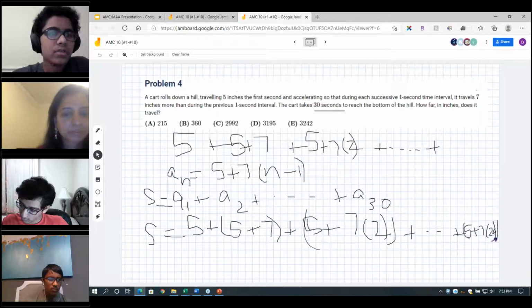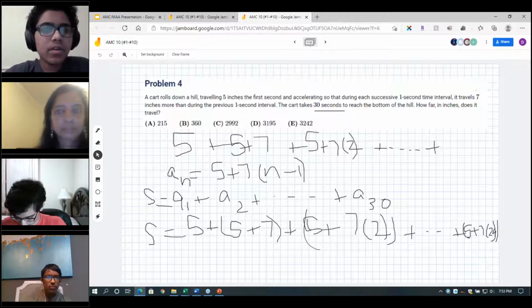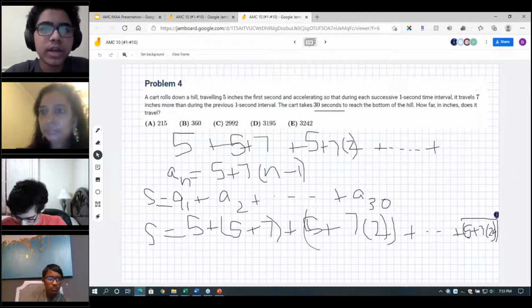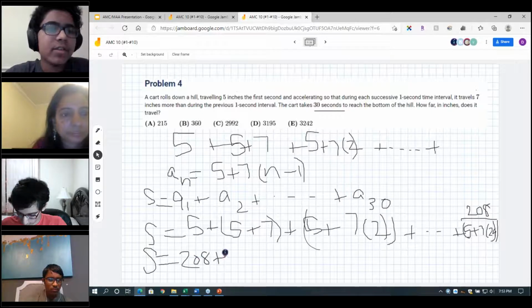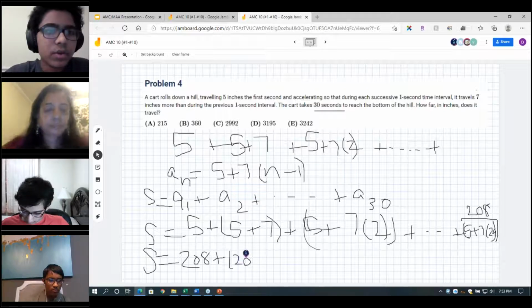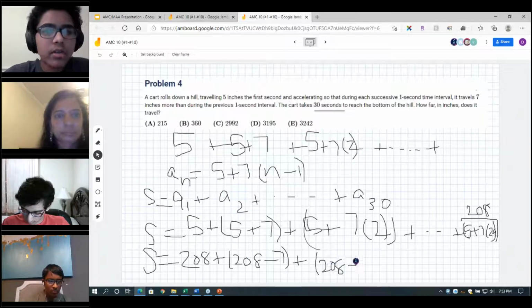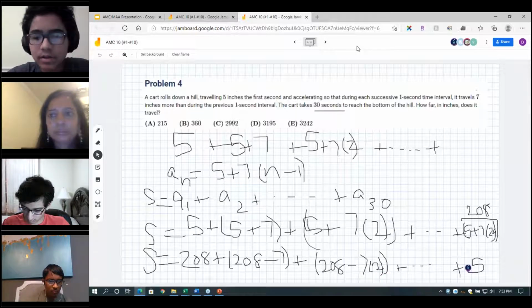So how can we find the sum? Let's first calculate what this is. 5 plus 7 into 29 is 208. So we can rewrite the sum backwards. So let's reverse all of this. The last term is 208. The previous term will be 7 less than that, since we're going backwards. So this will be 208 minus 7, plus 208 minus 7 into 2, all the way till 5. So let me put this on the next slide.